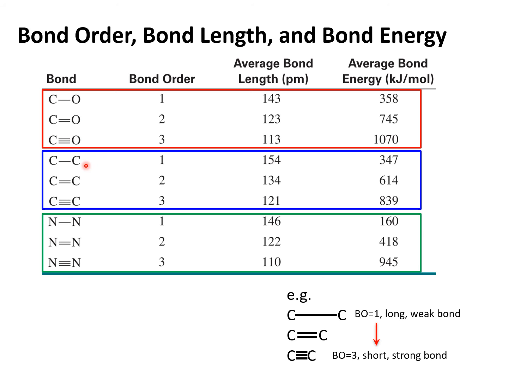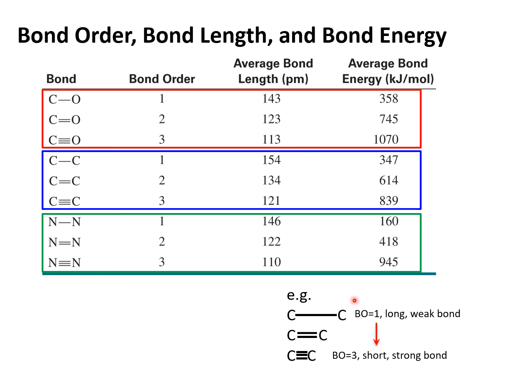So here we're looking at carbon-carbon bonds with bond orders of 1, 2, and 3 respectively, and we see that the bond length decreases while the bond energy increases. And looking at the nitrogen bonds, we see again going from a bond order of 1 to a bond order of 3, the bond length decreases and the bond energy again increases.